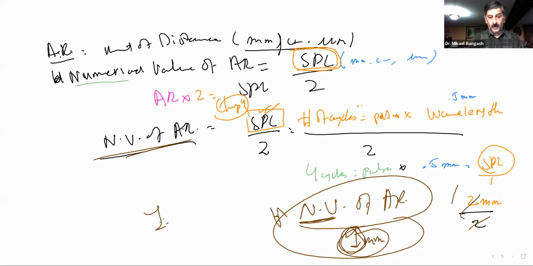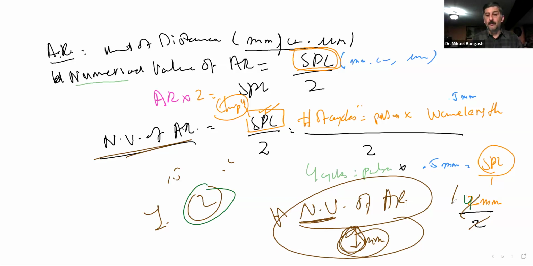Clear? You could have had an exit resolution of 2 millimeters. It could have been 1.5 millimeters, 2.5 millimeters, 3 millimeters, 4 millimeters, and so on. When we have a numerical value of 2 millimeters, that was in case the spatial pulse length had been 4 millimeters.